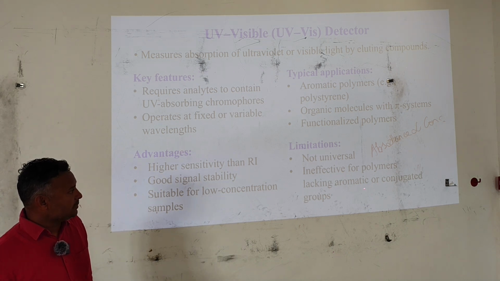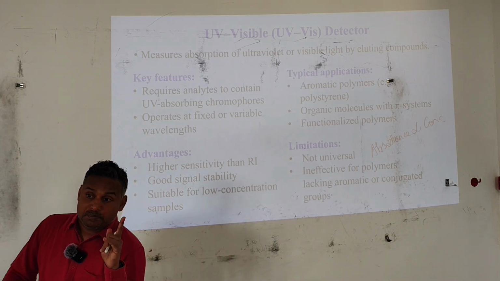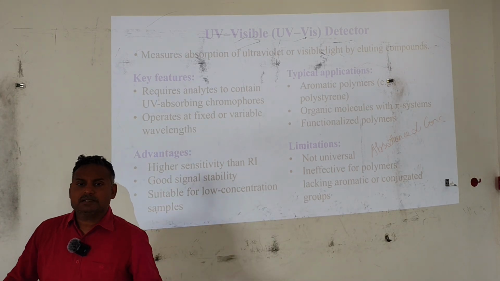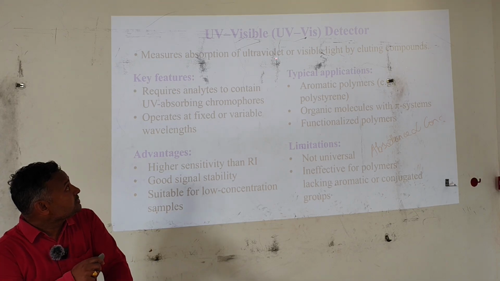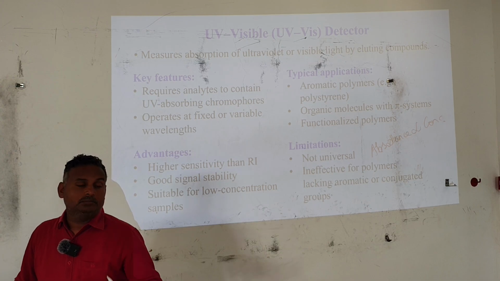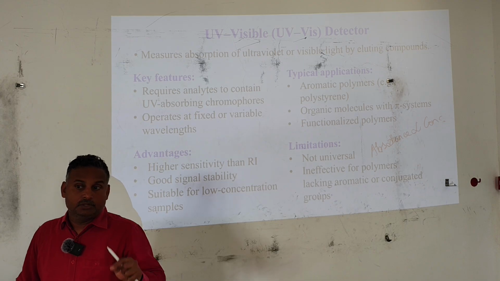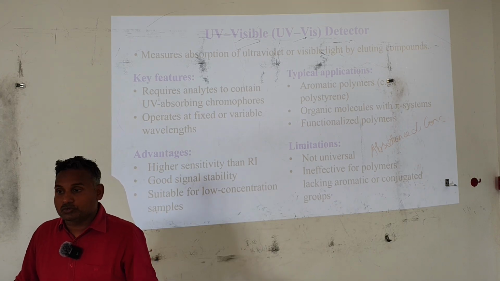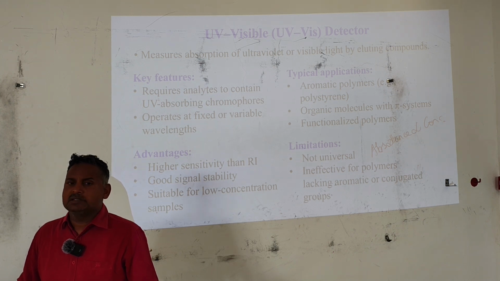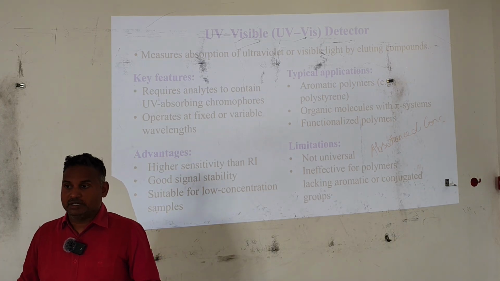It is ineffective for polymers lacking aromatic or conjugated groups, because UV visible light absorbance by the molecule depends on the availability of a conjugation system in the compound. Conjugation or chromophores: double bond, triple bond, carbonyl group, amino group. Such groups must be there in order to absorb UV visible light strongly. Okay?